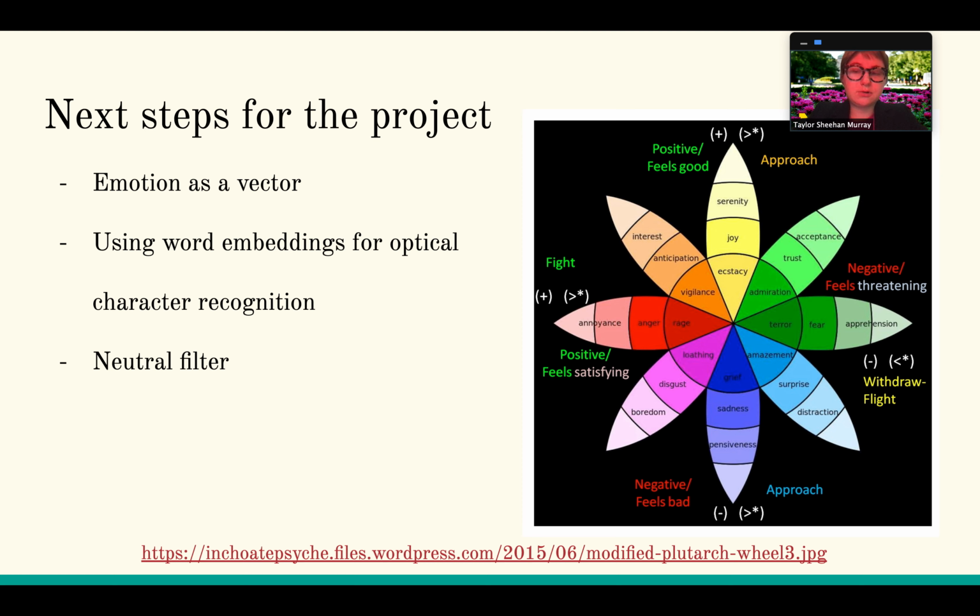Also using word embeddings for optical character recognition. So trying to determine if something is spelled wrong because it was recognized by this machine learning program. Can we notice that and actually know what the word was supposed to be is another thing we could do. And also adding a neutral filter. So thinking about can we take out all of the neutrals? We had a problem with too many of our labels being neutral. So figuring out how we could take out all the neutrals first and then categorize on just the emotion stuff was something that they might try later.